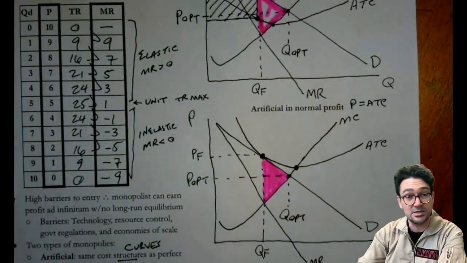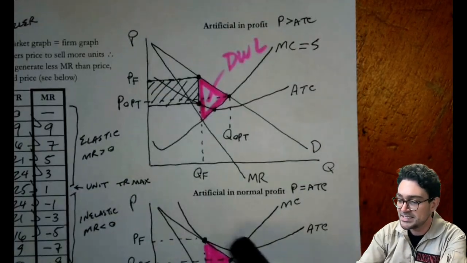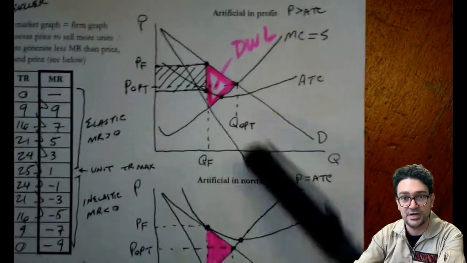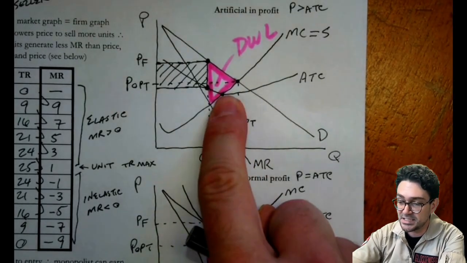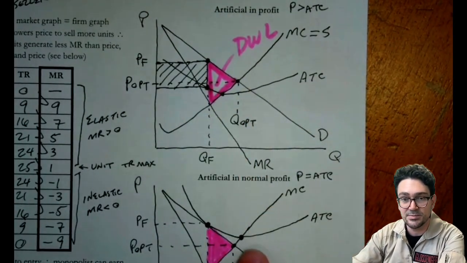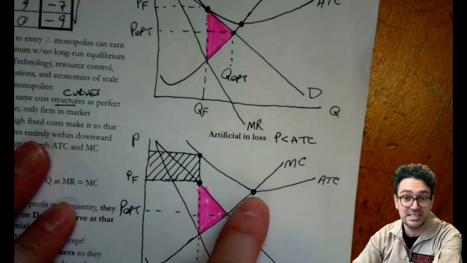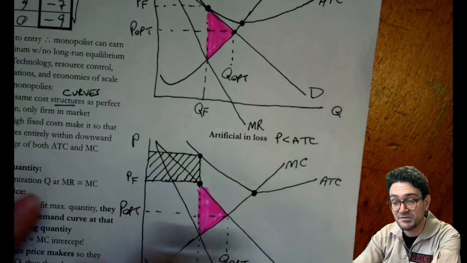And these monopolies also, last thing I'll say before I totally forgot, are also not productive efficient, right? Notice that the minimum of the ATC is right here. That's not where we're producing. The minimum of the ATC is here. That's not where we're producing. And in the last one, the minimum of the ATC is here. We are not producing there. So we're not productive efficient either.